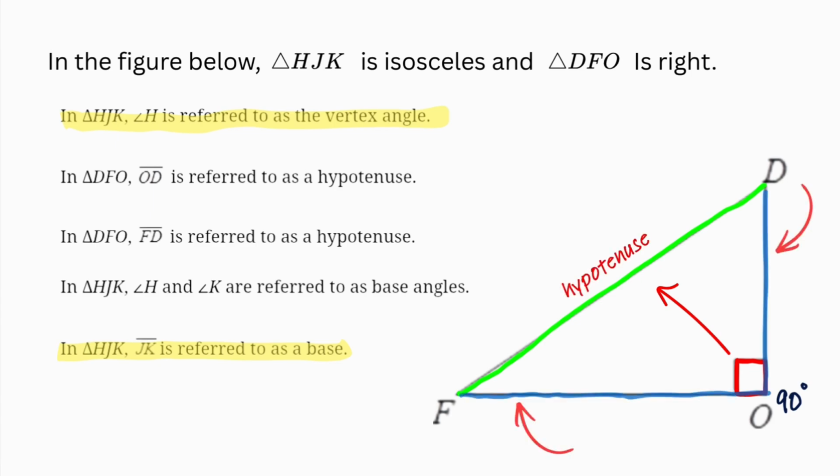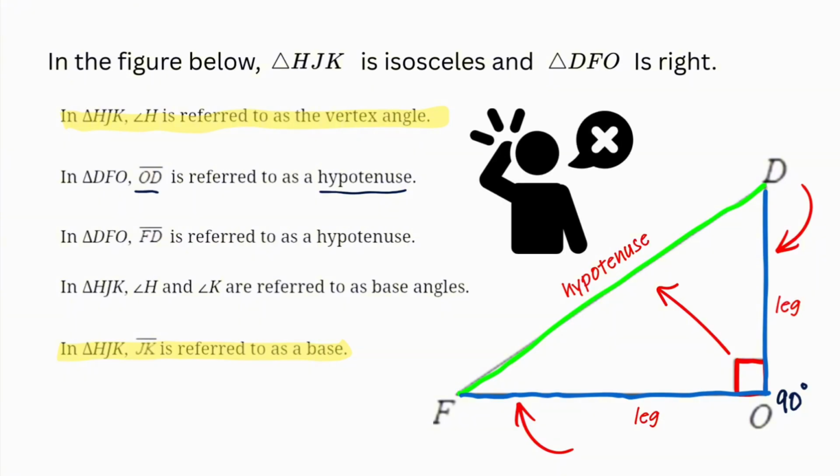So how about sides OD and OF? Those other two sides are called the legs. Now let's check the options given. We have two options for triangle DFO. The first option is referring to segment OD as the hypotenuse. What do you think? Do you think this is correct?